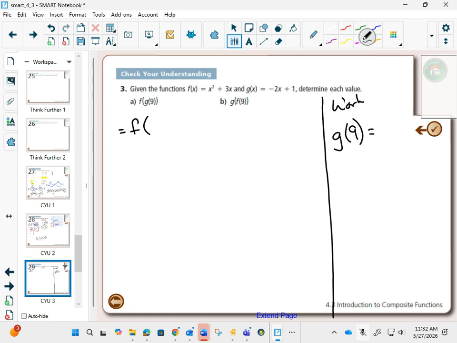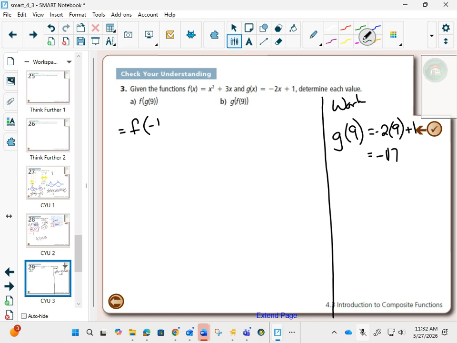What does g of 9 mean? It means that 9 would get thrown into g, and g has an equation. So I would plug 9 in for the x. Negative 2 times 9 plus 1. That is going to be negative 17.